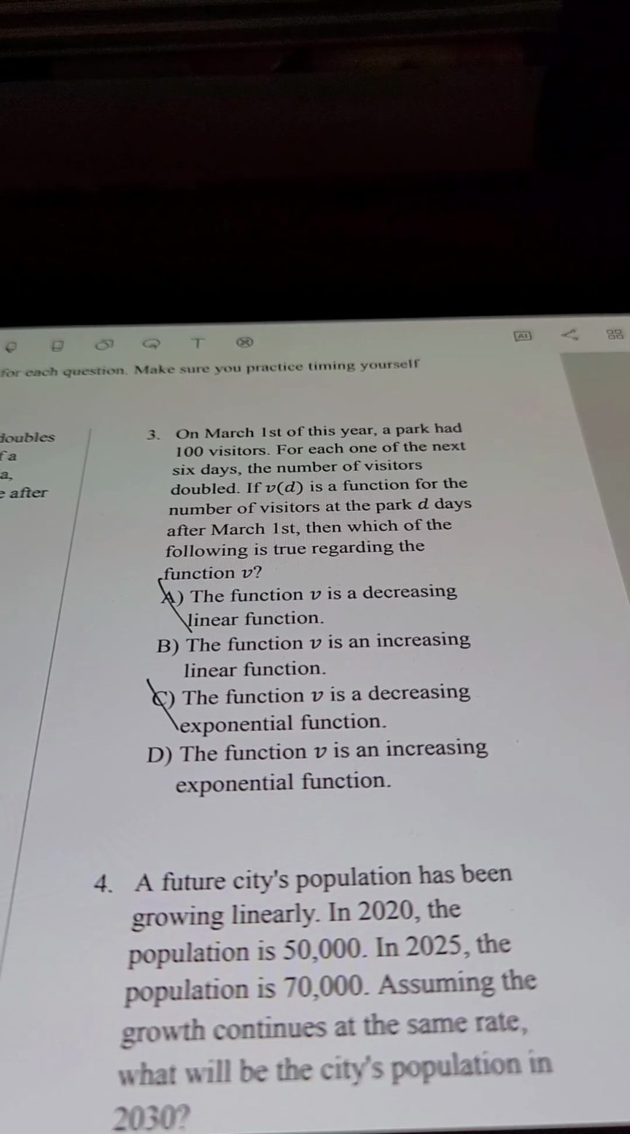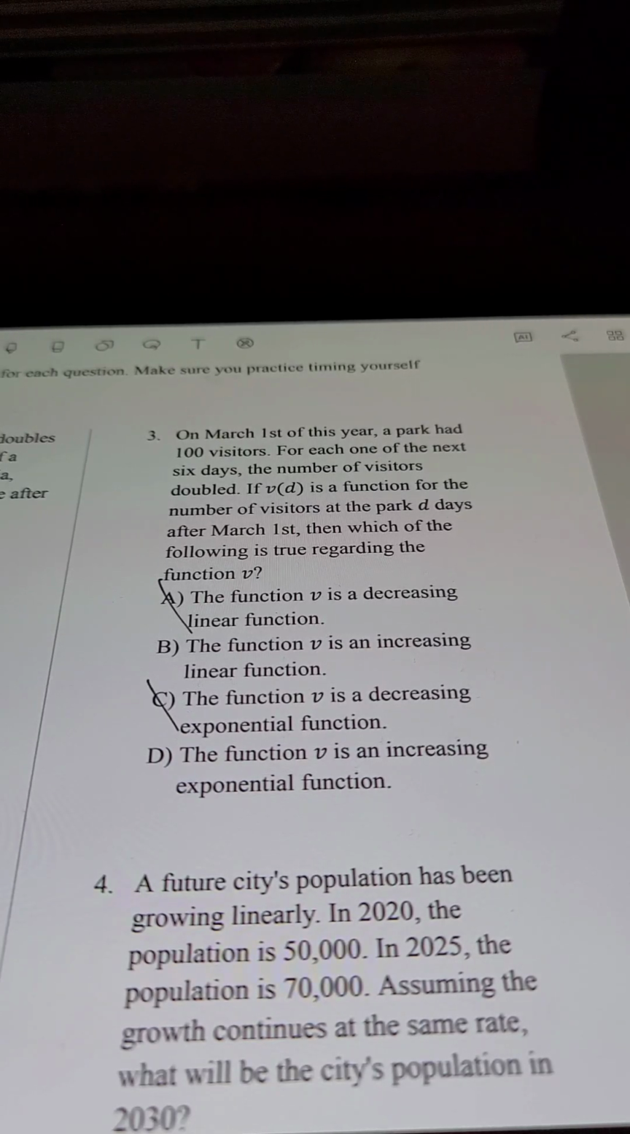If it were a linear function, it would say it would be increasing at maybe 2 visitors per day instead of doubling. If we have to multiply by something each certain time interval, it says for each day for the next 6 days it's going to double, then that means that we're multiplying by 2 each time, meaning we have an exponential function that is increasing, so the answer is D.